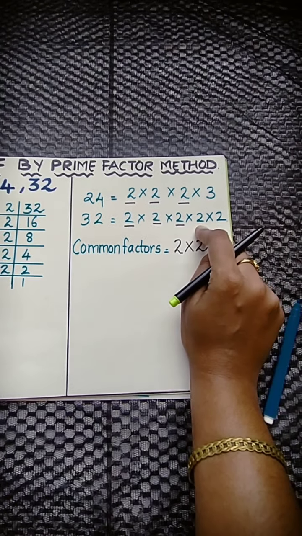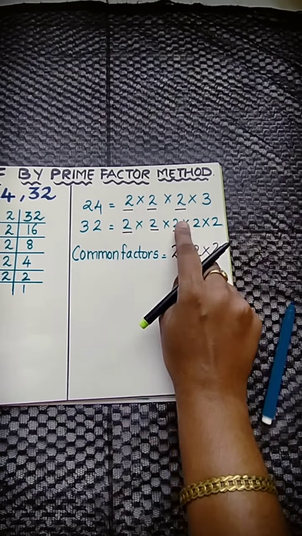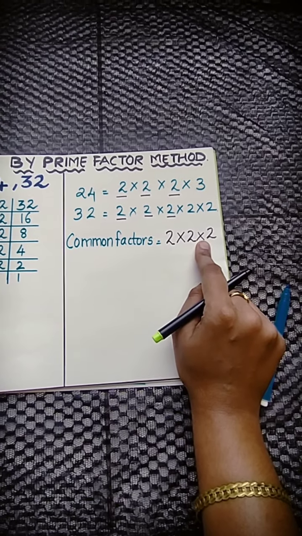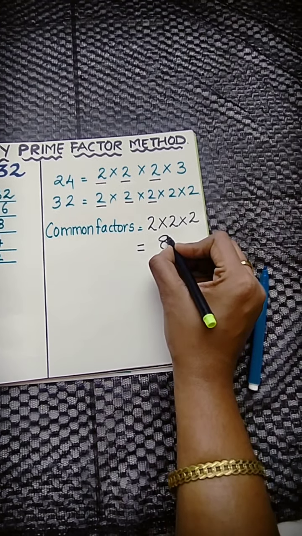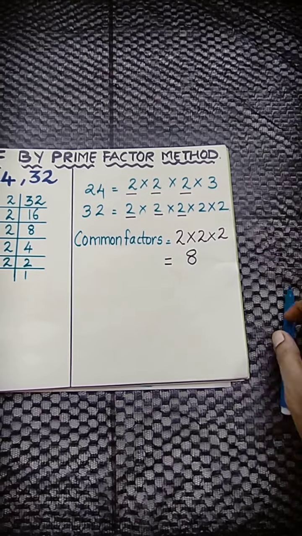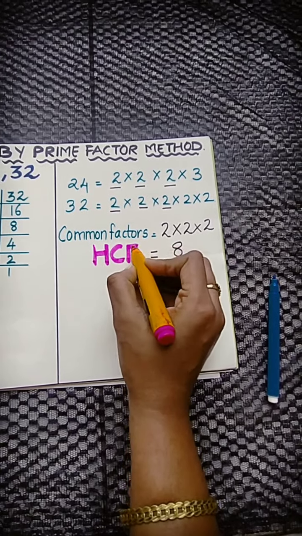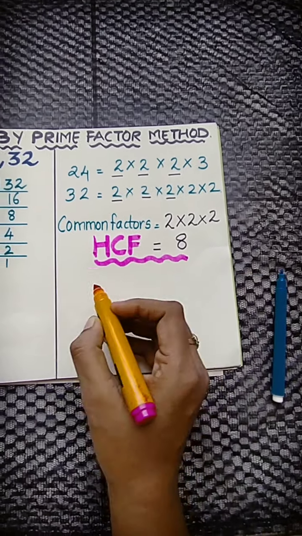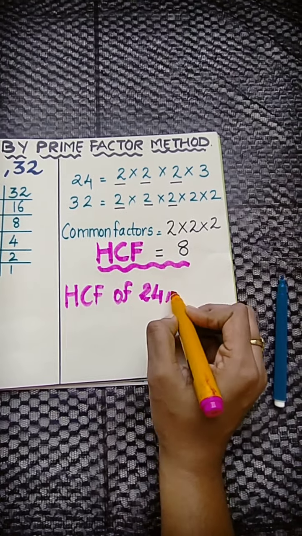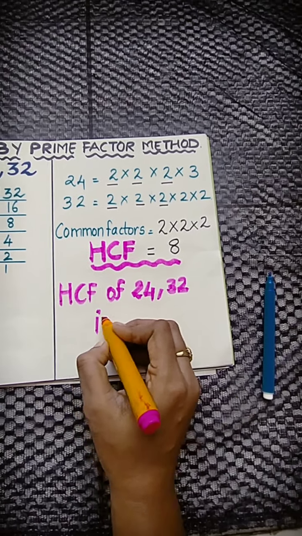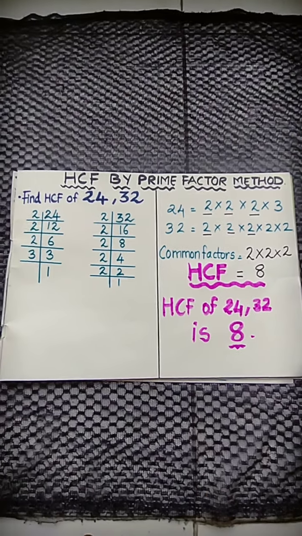Here 3 is there. Here I don't have 3. And for this 2 there is no partner. So 1, 2, 3. Three 2s have come over here. So therefore I will multiply this, and I will get 2 2s are 4, 4 2s are 8. So what is this 8? Yes, this is the HCF. So the HCF of 24 and 32 is what? 8. Is it clear?